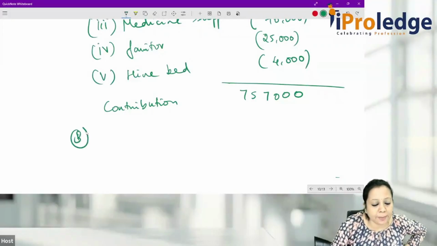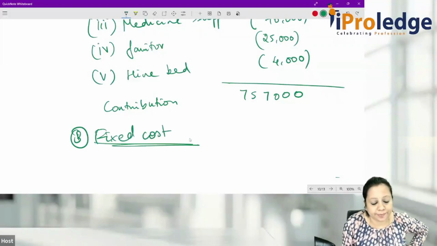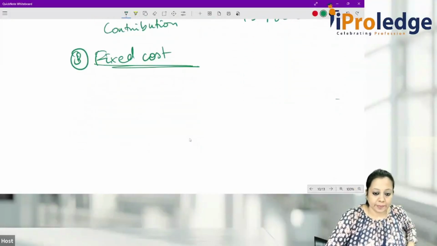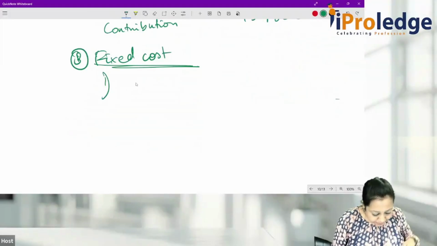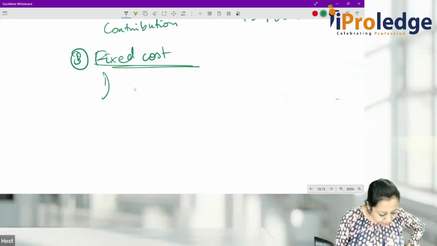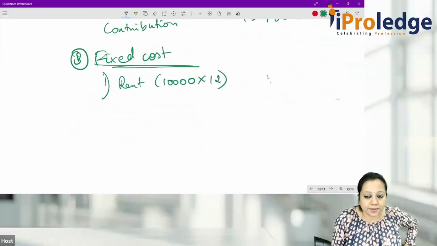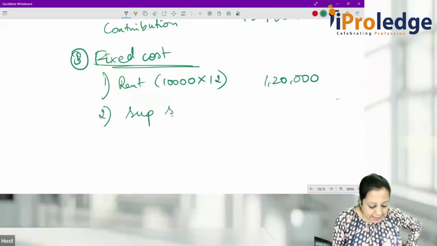Next, fixed cost. Third point, fixed cost. All other cost will come here. So we'll put rent. That is 10,000 into 12. That was the change that we made in the question. 1,20,000. Then supervisor's salary.